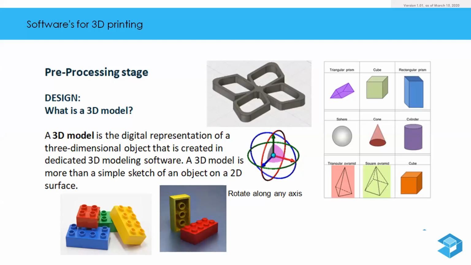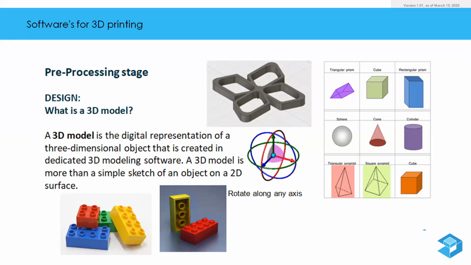As I told you, a 3D model is a digital representation of a three-dimensional object. For example, let's take this Lego block over here. We've got multiple Lego blocks. You can make a 3D model out of it using 3D modeling software. I'm going to show you what softwares are available, how you can start from the beginning as a beginner and then move to an advanced stage.